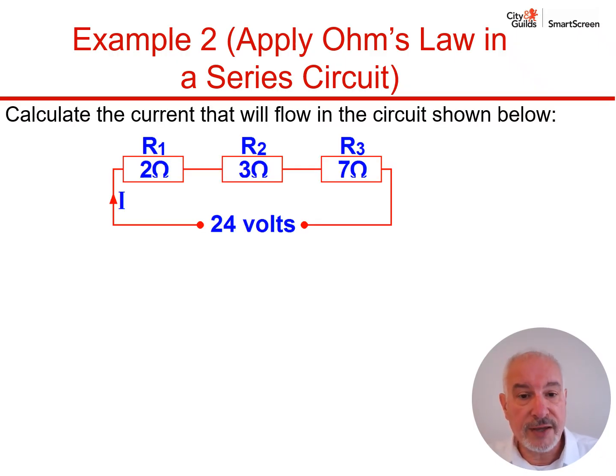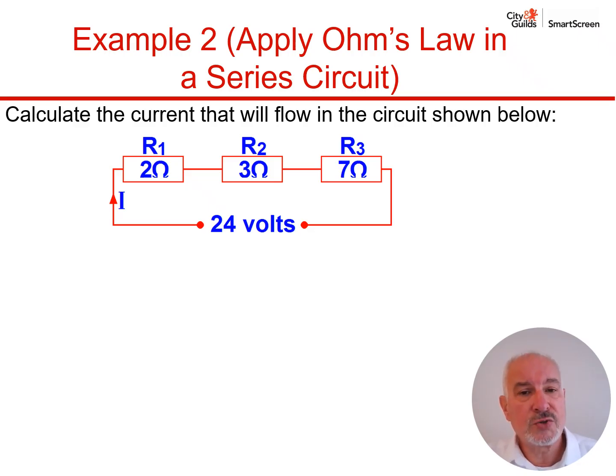So here is a diagram of a series circuit, three resistors, R1, R2 and R3, and you'll see they've been identified with different values, 2 ohms, 3 ohms and 7 ohms. But we have some other information here. We have the voltage across the circuit, 24 volts. So we need to calculate the current that will flow in the circuit shown there. So that's Ohm's law, you see, because we have the voltage, it's a known value, and we have the resistance, a known value. We're going to calculate the current.